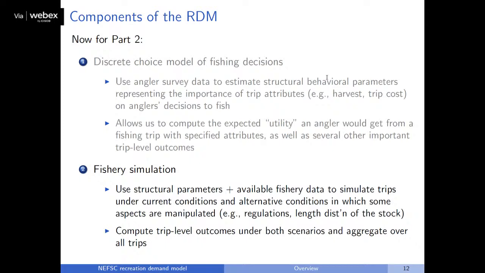So we can change the regulations, and we can account for the projected length distribution of the stock. We compute the trip-level outcomes under both scenarios and aggregate those outcomes over all trips. In the last plot I showed you, I just simulated 20 different trips and showed how individual demand and harvest vary through increases in simulated harvest. But here we're doing that same exercise on a much larger scale. We're simulating hundreds of thousands of trips, and then assessing the effect of alternative fishery conditions.